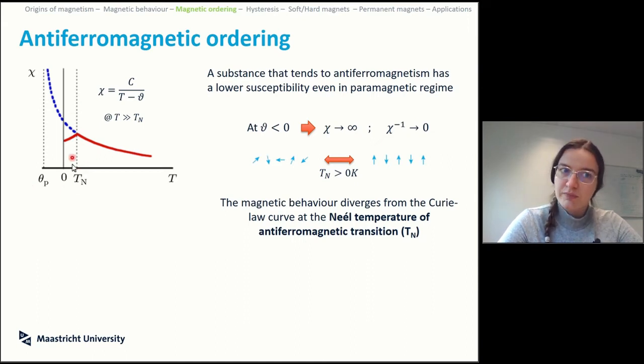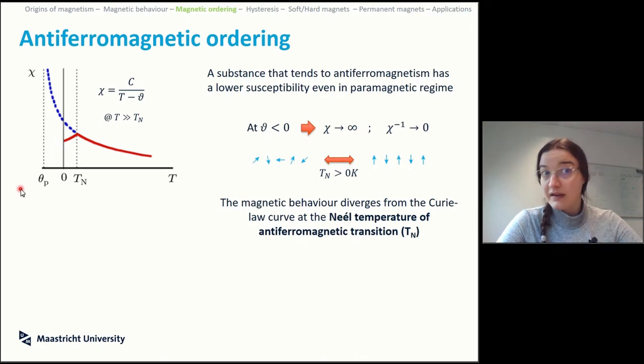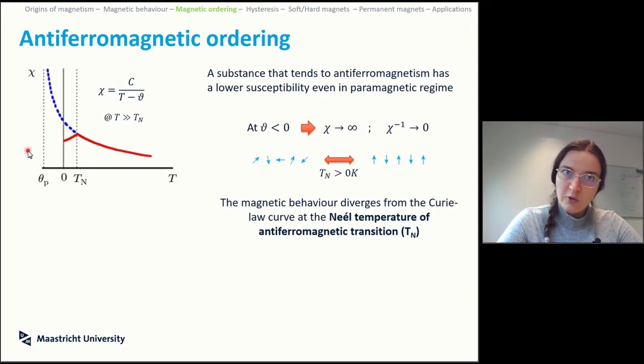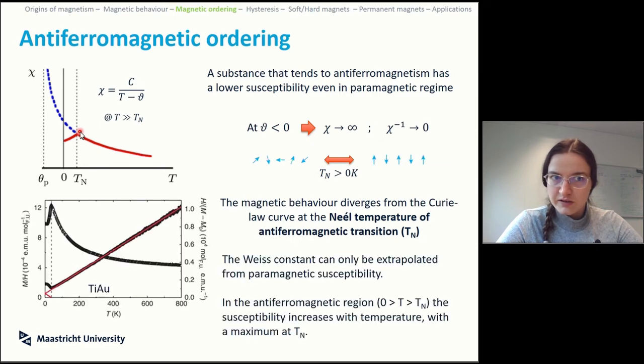the transition point is. So when your substance is paramagnetic, you can follow the Curie law with this correction, but the correction depends on this parameter that can even be lower than 0, and your substance will diverge to a lower state of susceptibility at a certain point that we call the Néel temperature of antiferromagnetic transition.